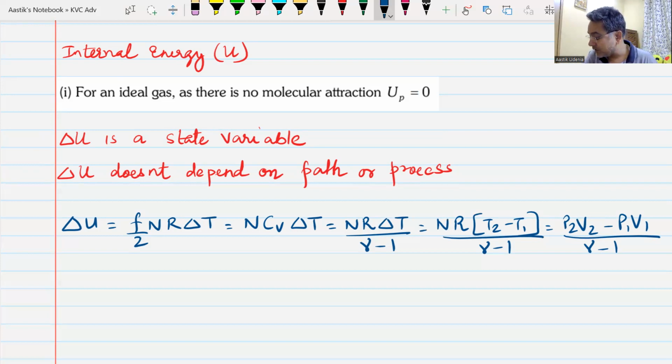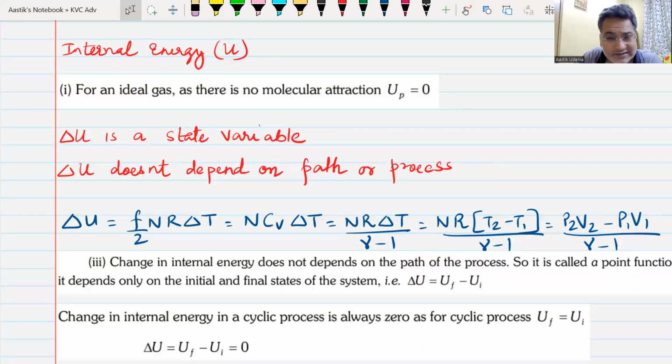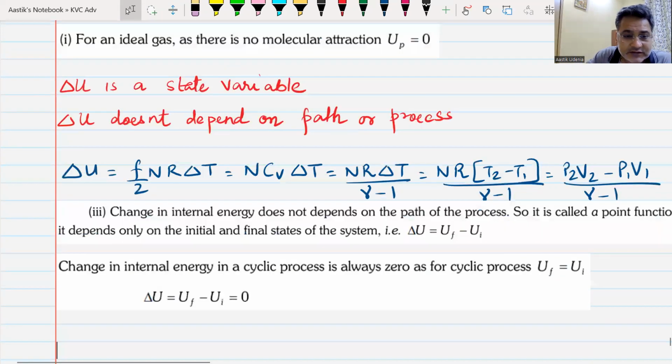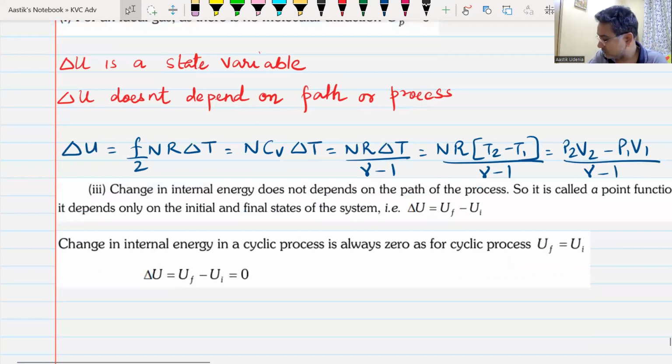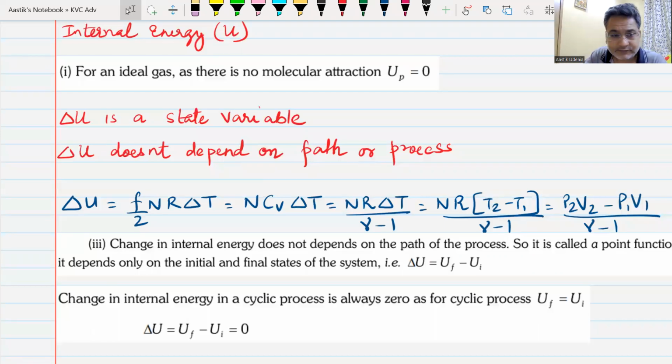Change in internal energy does not depend on the path. It's a point function, a state variable. For a complete cyclic process, you start from the first point and you end up at the same point. So what will be the change in internal energy for a cyclic process? For a complete cyclic process, the change in internal energy has to be zero. Everyone understands this? Yes, sir.